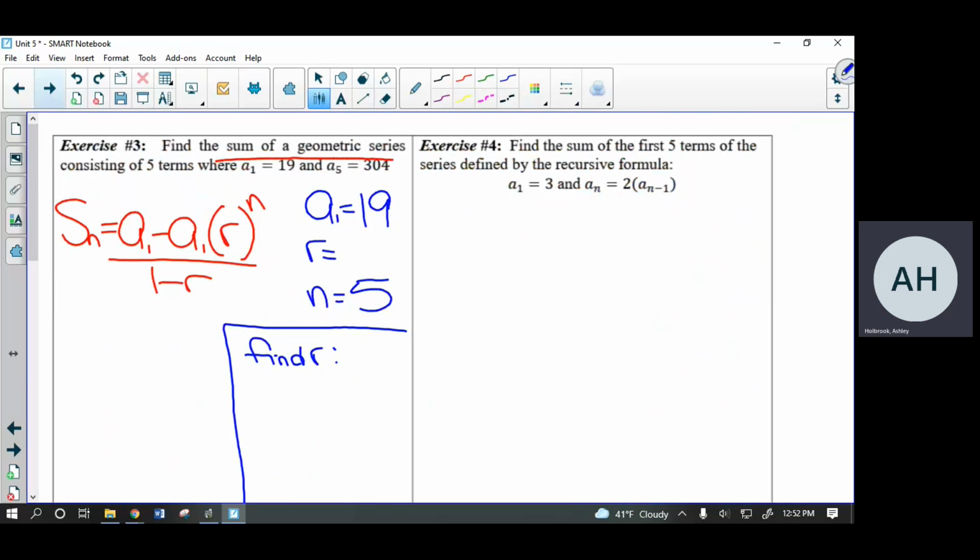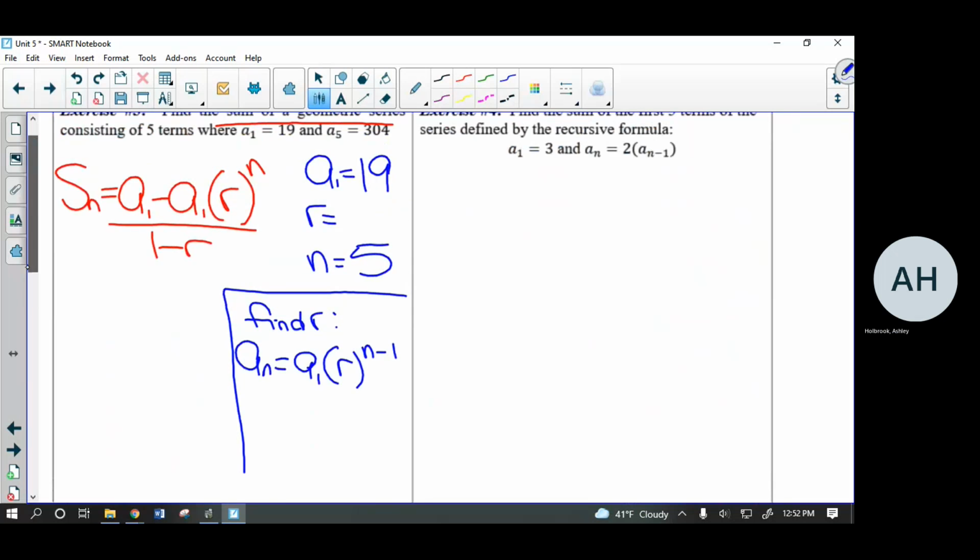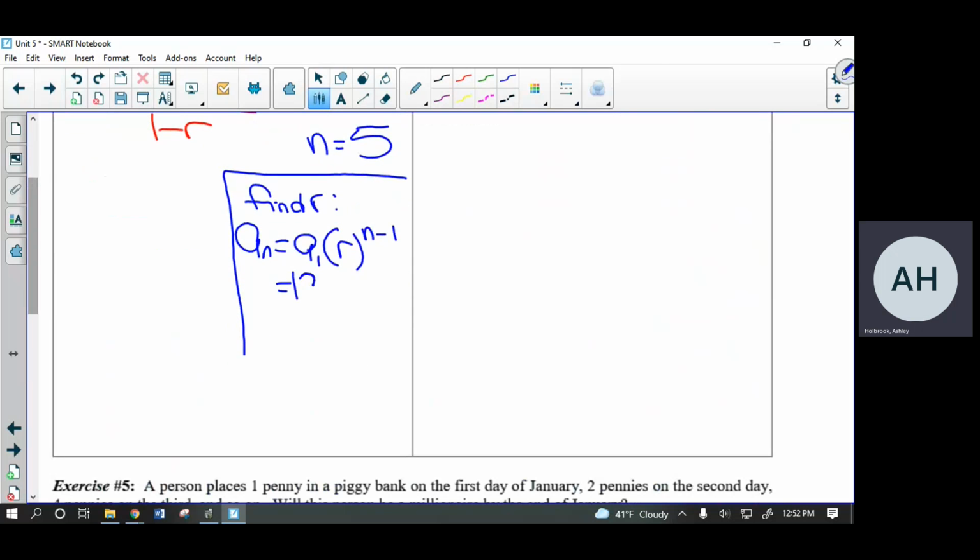Now I don't find R using the series formula, right? I go back to the sequence formula. This guy. No logs for this one though, because I have N. So A1 was 19. R is what I'm trying to find. 5 minus 1 comes here.